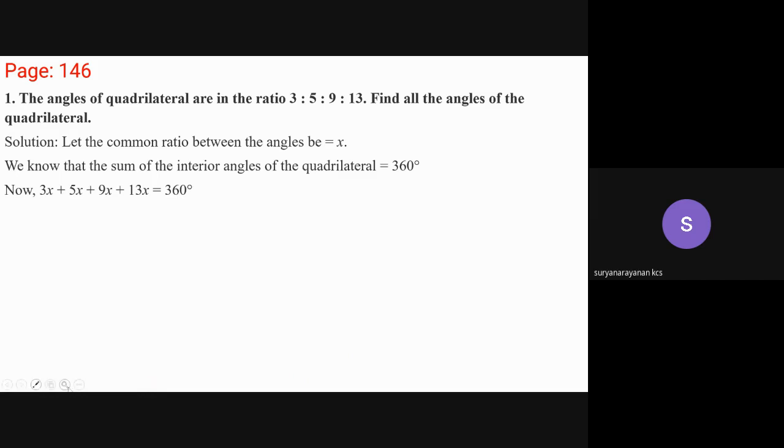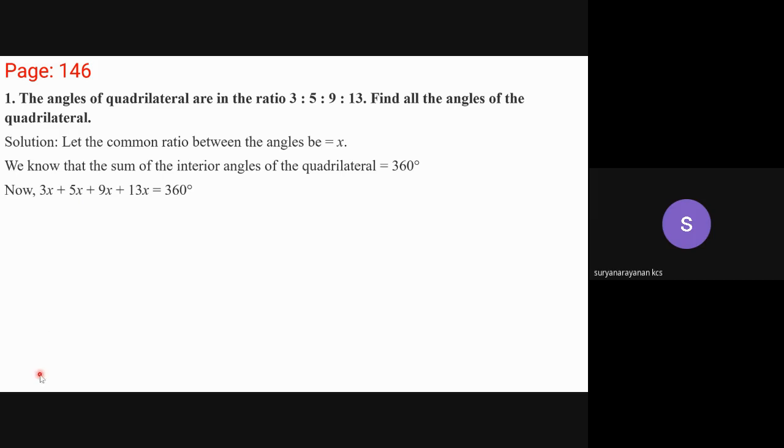Please tell me the value of x. Solve this equation and tell me the value of x. Can you solve this equation for x? All of you take a pen and a paper and solve this equation. Sir, x is equal to 12.